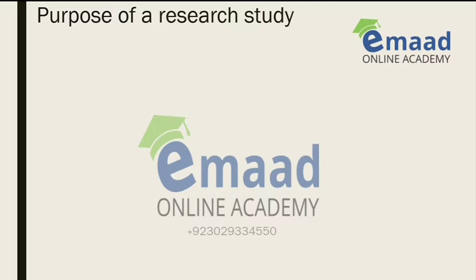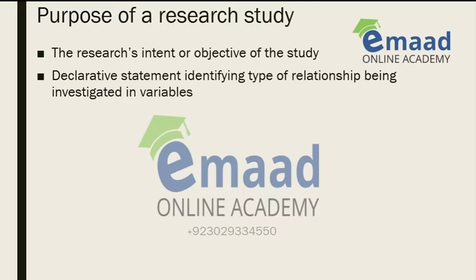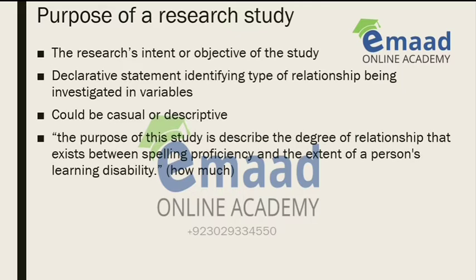The next very important thing is the purpose of a research study. This is very important. Why you are making this research, what you are going to identify, what you are going to explore. This is the researcher's intent or objective of the study. So it's a declarative statement identifying the type of relationship being investigated in variables. So which type of relationship? It can be causal or it can be descriptive. Causal means it gives a cause and effect relationship between two variables, but descriptive means something else.